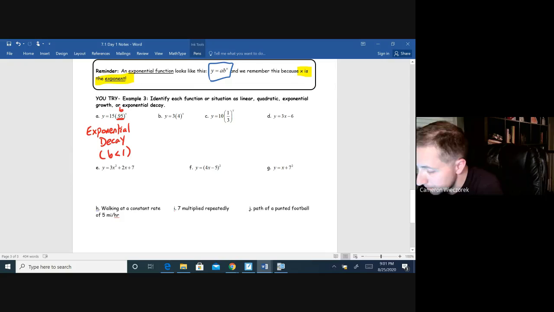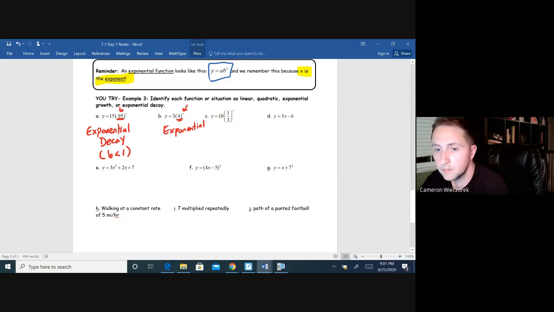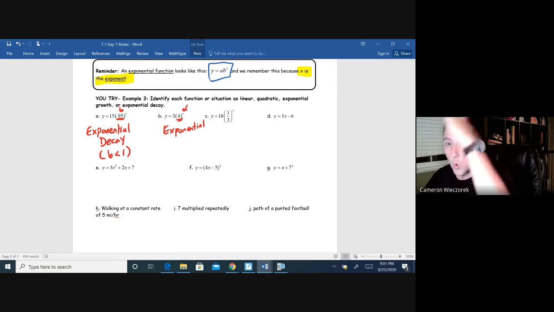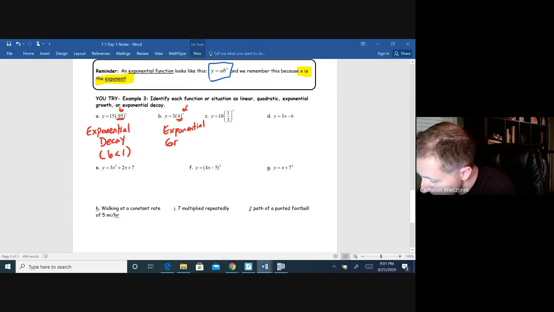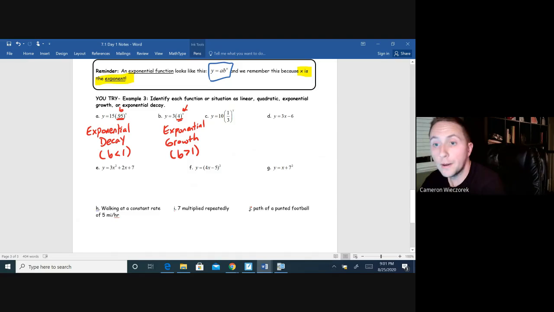In the second one, I still see x up in the exponent, so I know it's exponential for sure. But this time my b value is equal to 4, which is bigger than 1. If you multiply by 4 over and over again, it's going to be exponential growth. The reason is because my b value is bigger than 1.